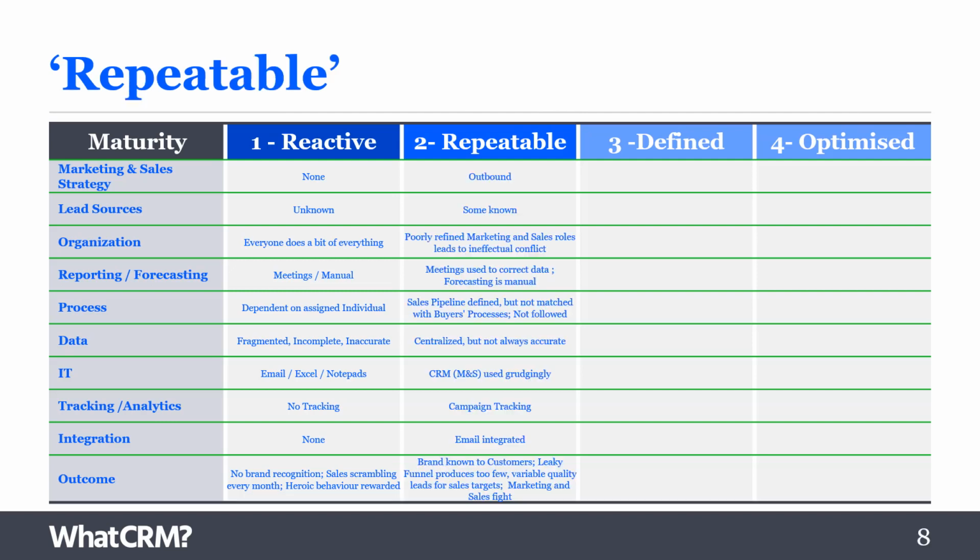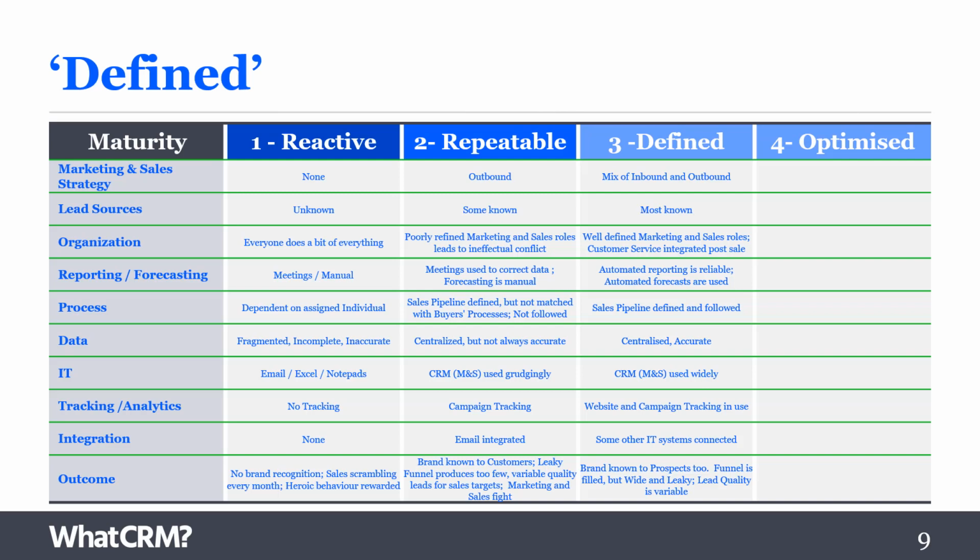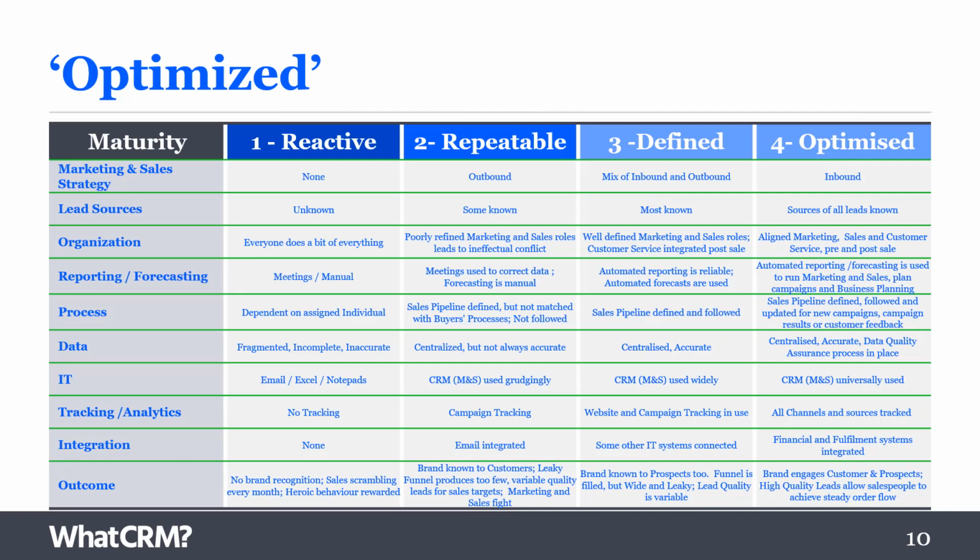But if you go to a more repeatable business, you can see that things are getting slightly better organized and beginning to happen as a process rather than as random behavior by individuals. Defined is getting pretty polished, pretty smooth process now, and optimized is absolutely brilliant. You can't fault it.